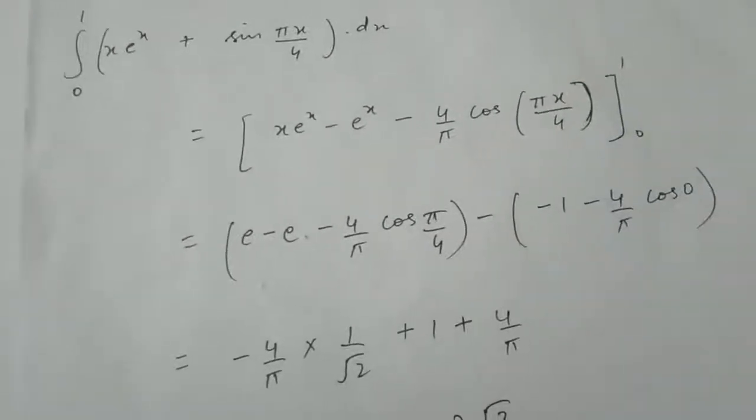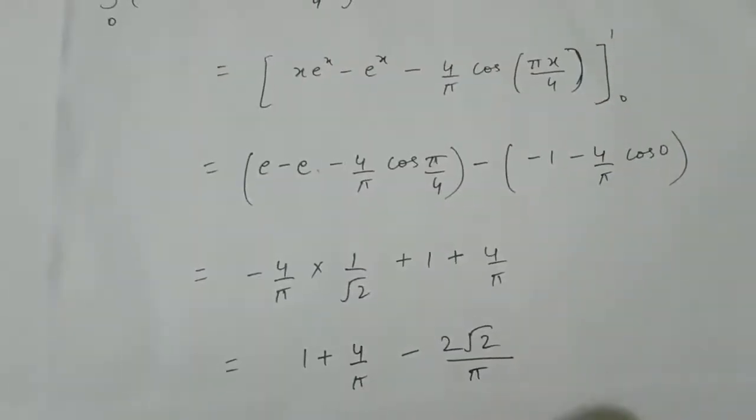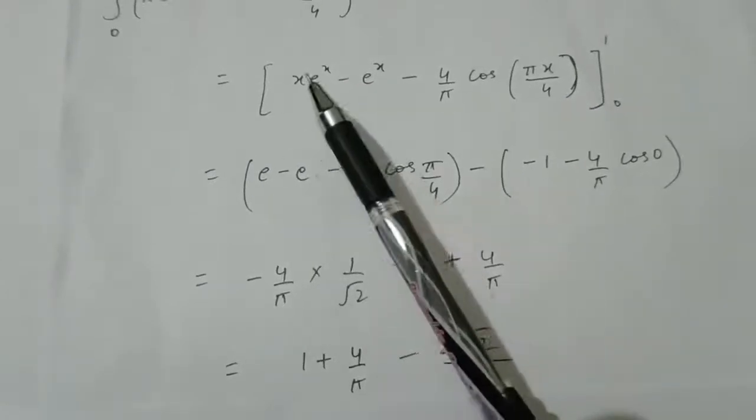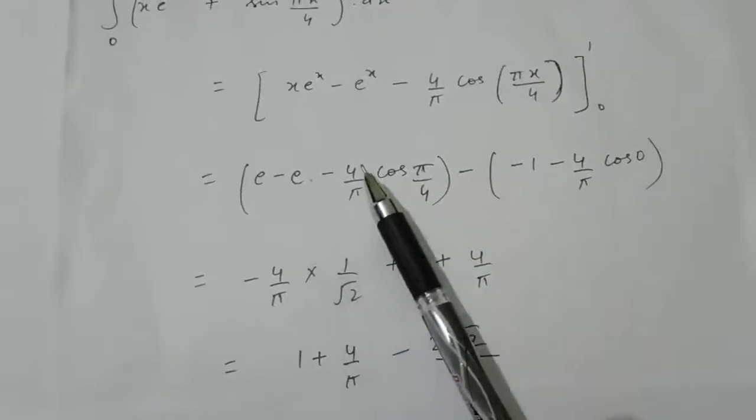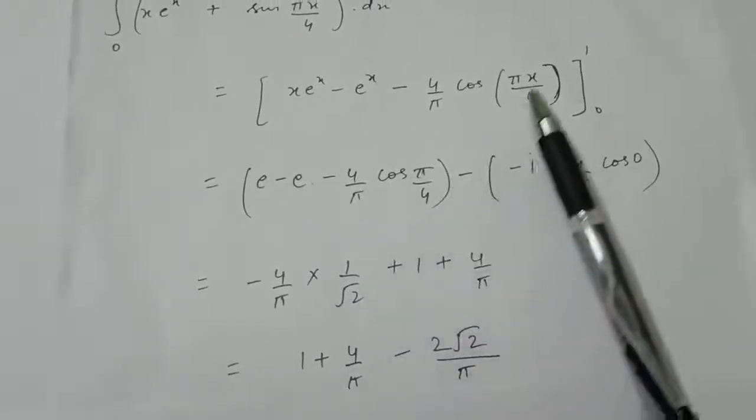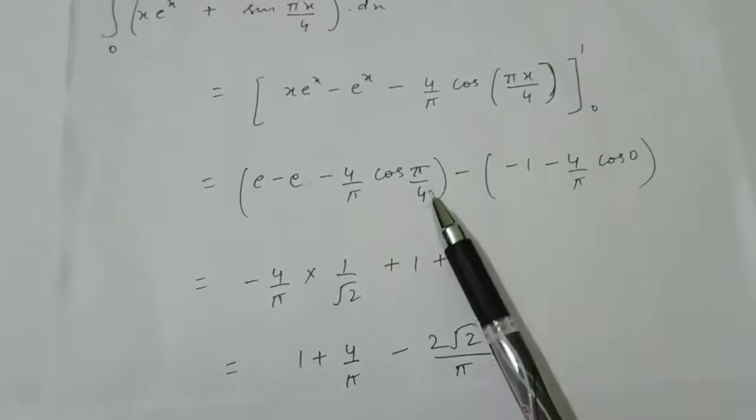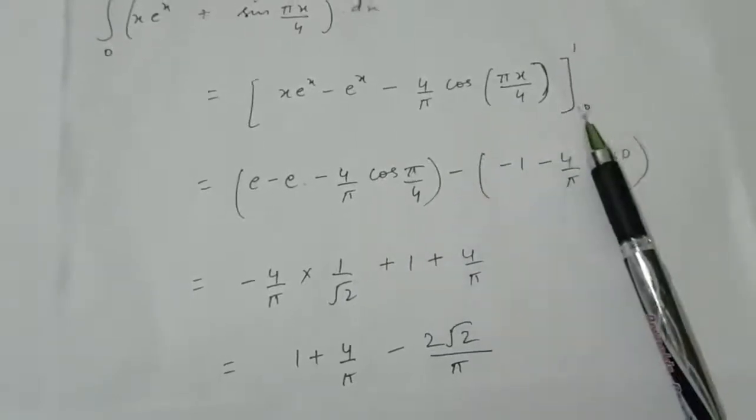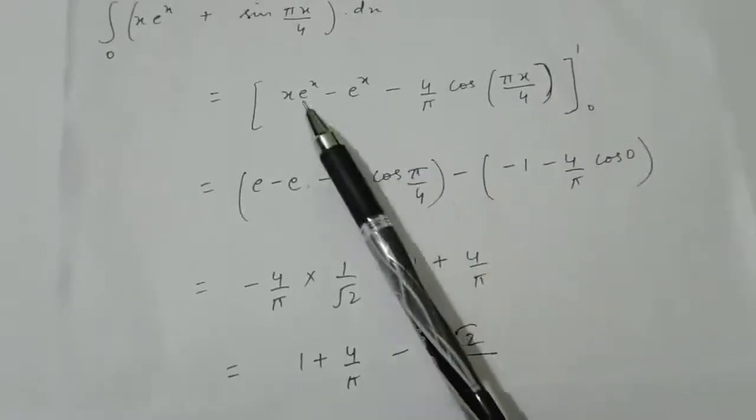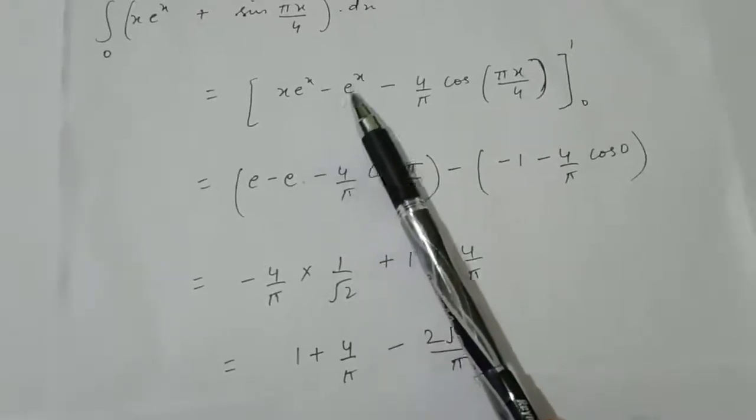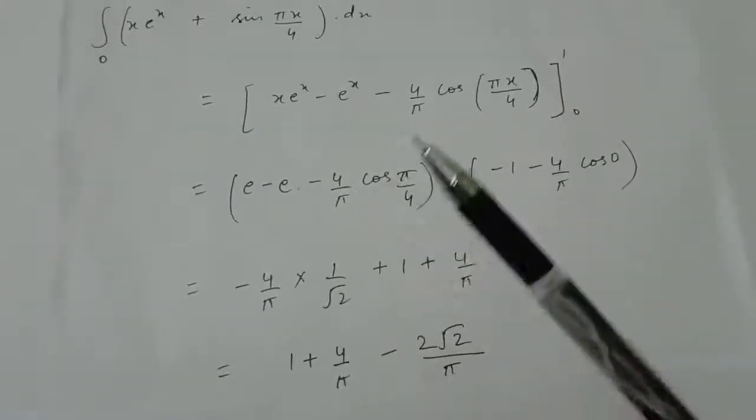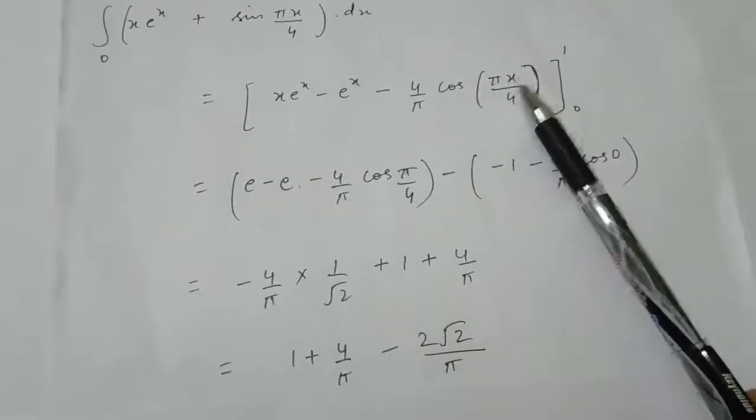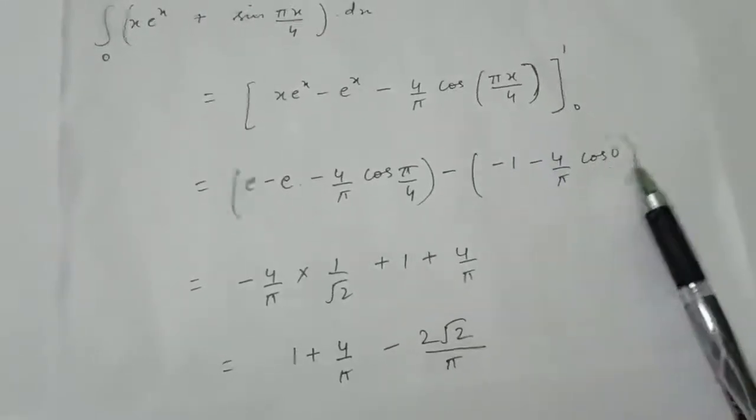So put the limits. Now in place of x put 1, so you will get 1 into e raised to the power 1, which is e, minus 4 by pi into cos pi by 4, minus, now in place of x put 0, so you will get 0, minus e raised to the power 0, which is minus 1, minus 4 by pi into cos pi by 4 into 0, right, in place of x. So this will become cos 0.